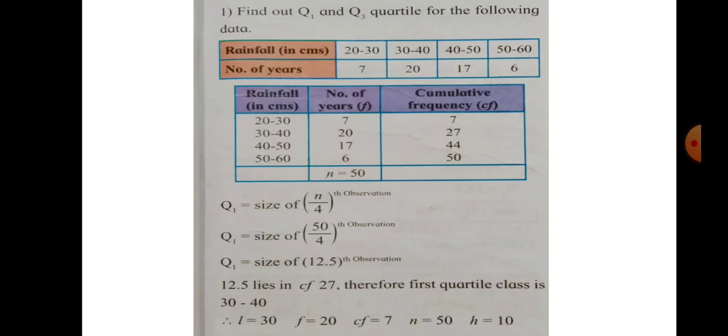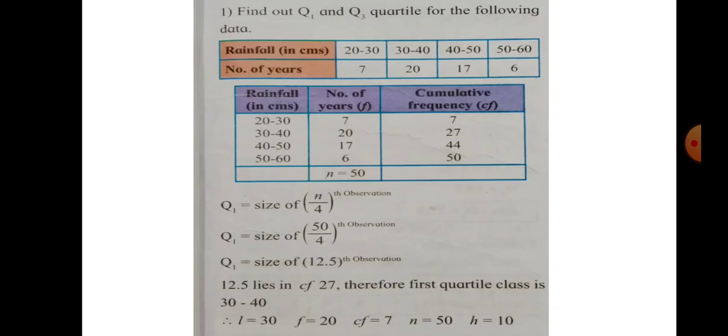Therefore, the corresponding value of x, what is the variable here? That is rainfall in centimeter, 30 to 40. And what is the class here? 30 to 40. So what is the quartile class for Q1? The quartile class for Q1 is 30 to 40.